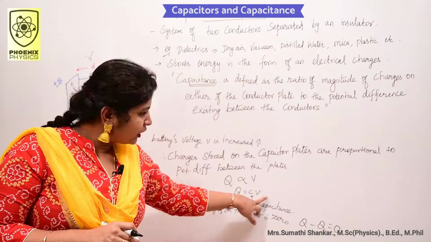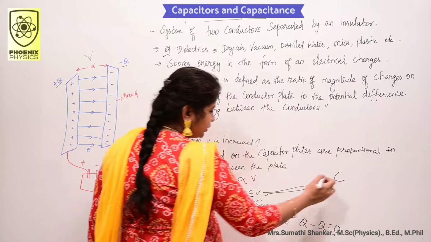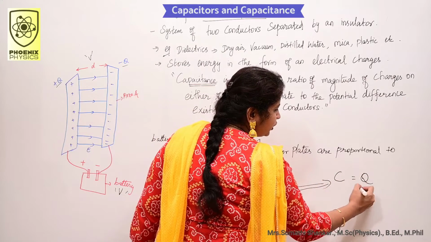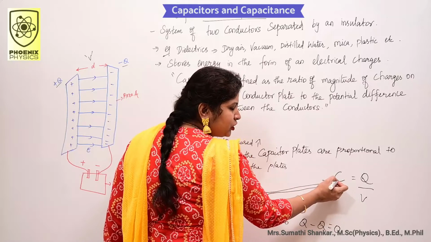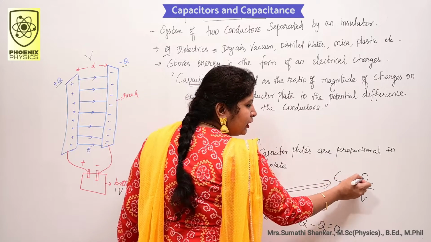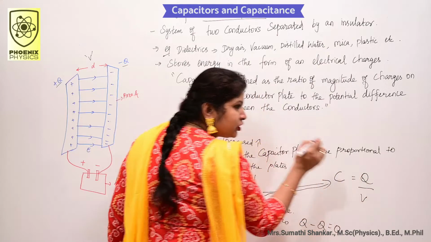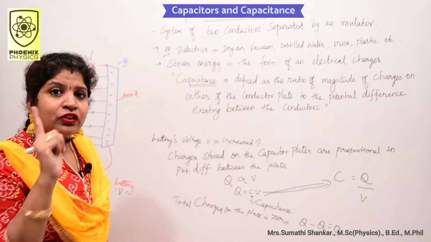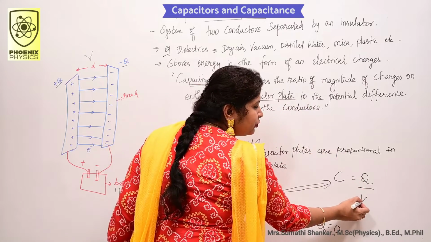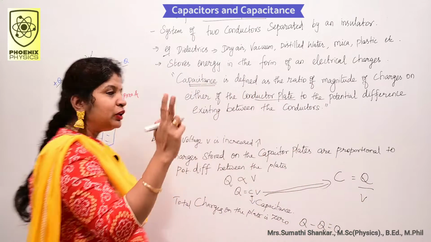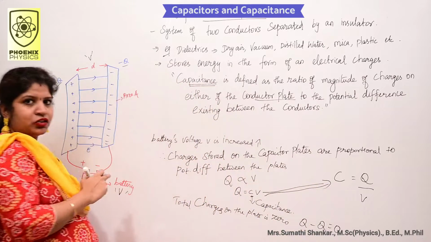How do you calculate capacitance from this equation? So capacitance C is nothing but Q by V. Then how do you define capacitance? Capacitance is defined as the ratio of the magnitude of charge on any one of the capacitor plates to the potential difference existing between the conductors. This is known as capacitance.